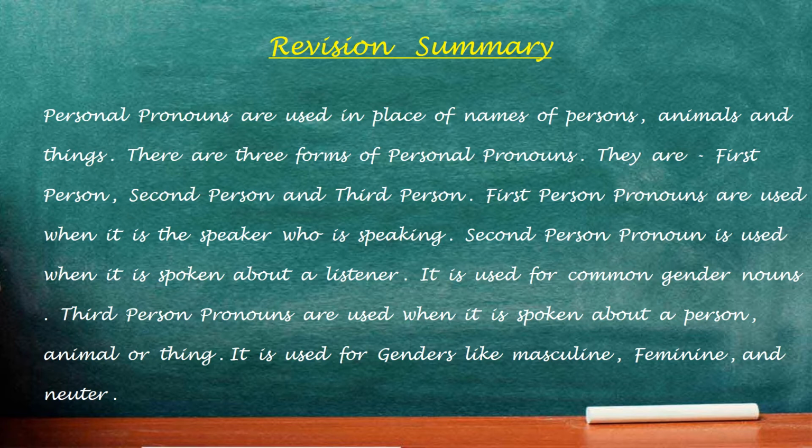Personal pronouns are used in place of names of persons, animals, and things. There are 3 forms of personal pronouns. They are first person, second person, and third person. Now, first person pronouns are used when it is the speaker who is speaking. Second person pronoun is used when it is spoken about a listener. It is used for common gender nouns. Third person pronouns are used when it is spoken about a person, animal, or thing. It is used for genders like masculine, feminine, and neuter. So this is what we learnt about our first pronoun, that is personal pronoun.